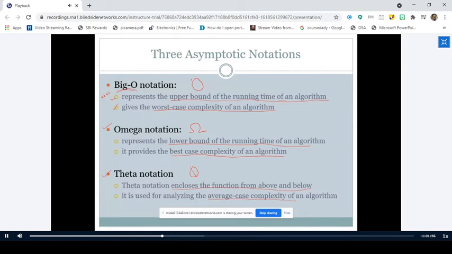What is the worst case complexity denoted with? Big O notation. What is the best case complexity denoted with? Omega notation. What is the average case complexity denoted with? Theta notation. So out of big O, omega and theta, which one is more prominent? Big O notation.